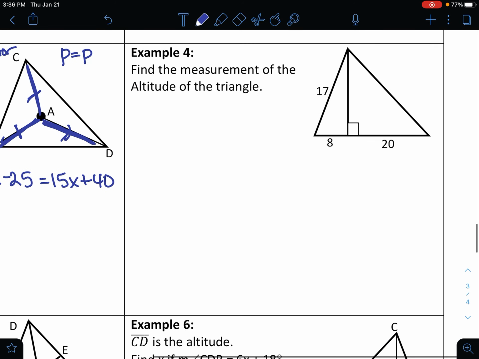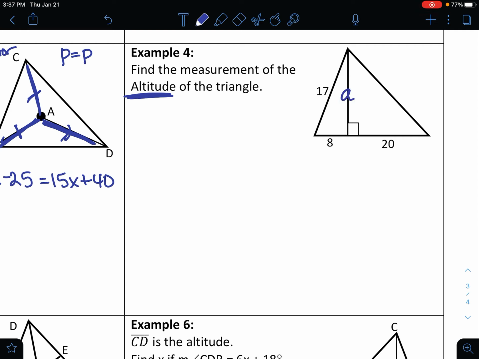All right, number 4, find the measurement of the altitude of the triangle. Okay, so this one, altitude is going to be, what do you call it? It could possibly be Pythagorean theorem. It could be angle equals 90. It could be part plus part equals whole. So it says to find the altitude. And since it's talking about this, don't forget that's the altitude.